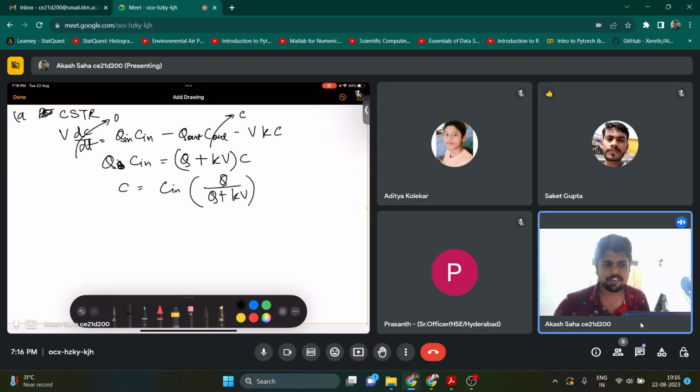So from here we can find the volume again, right? So what will be my volume in this case? In the case of the CSTR, just substitute the values and tell me. We have to find V, the volume. The other parameters we know. So what will be my volume? This is the B part of the question, the same question.